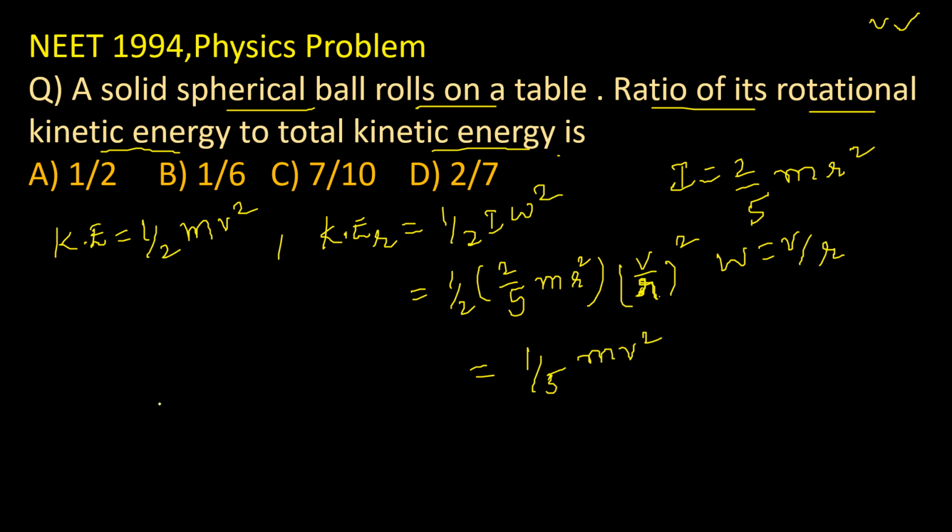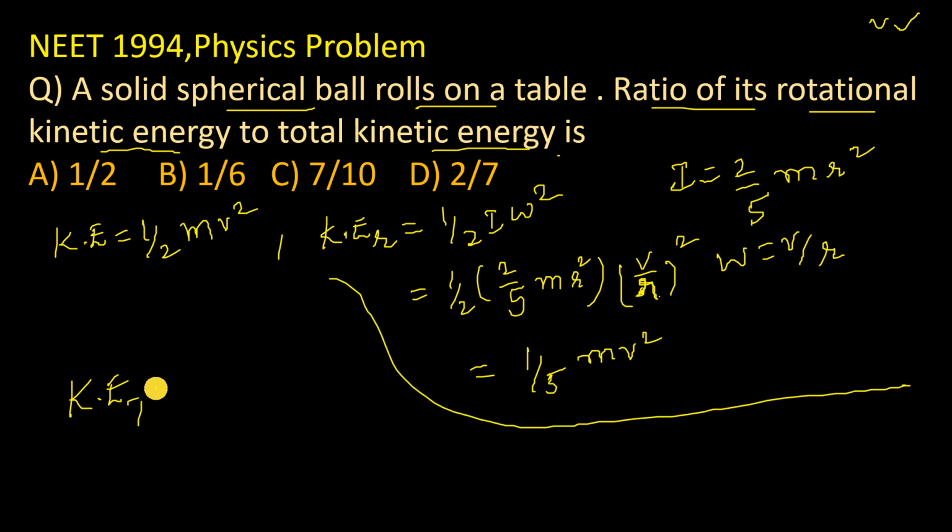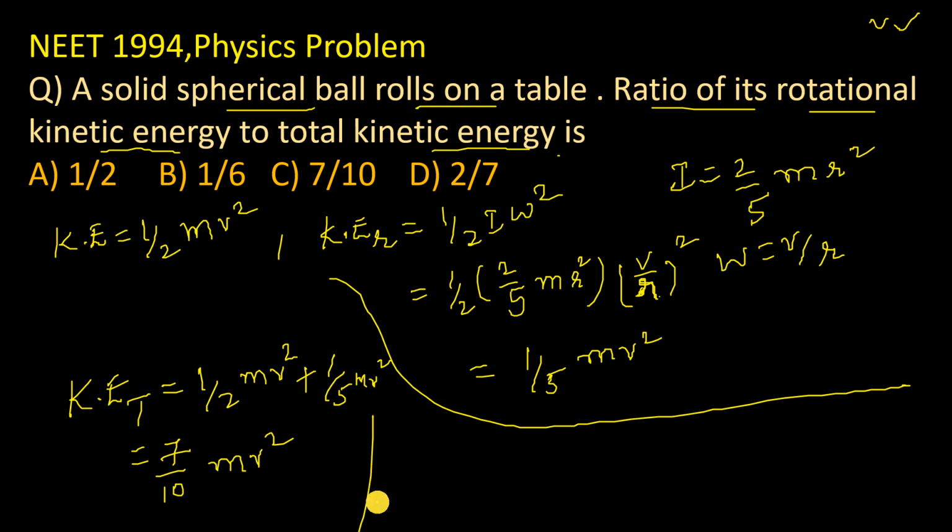So total kinetic energy is half mv square plus 1 by 5 mv square. So then you will get 7 by 10 mv square. Now the ratio of rotational KE to KE total.